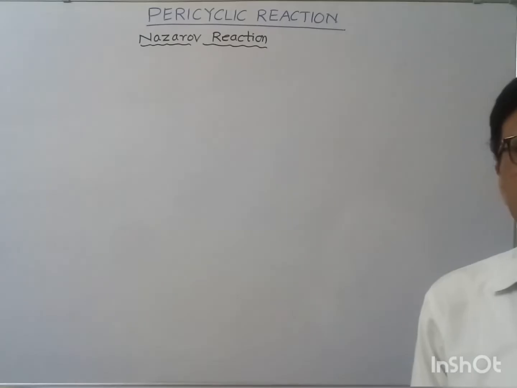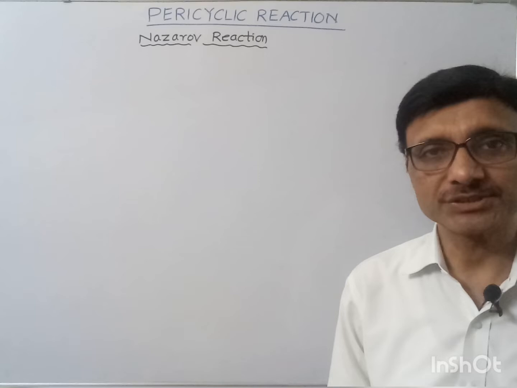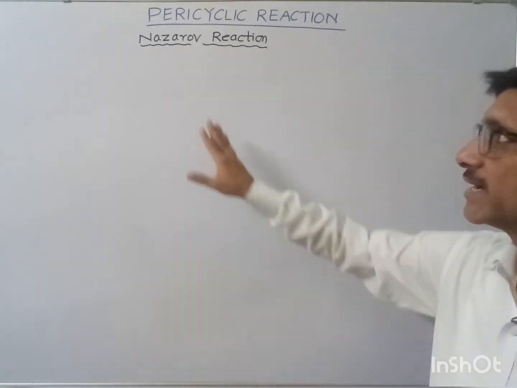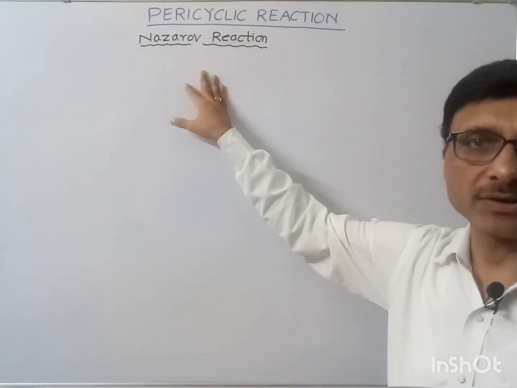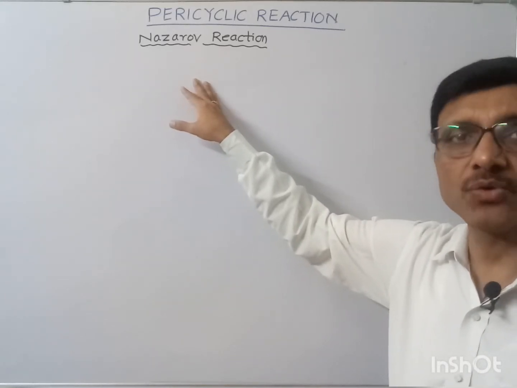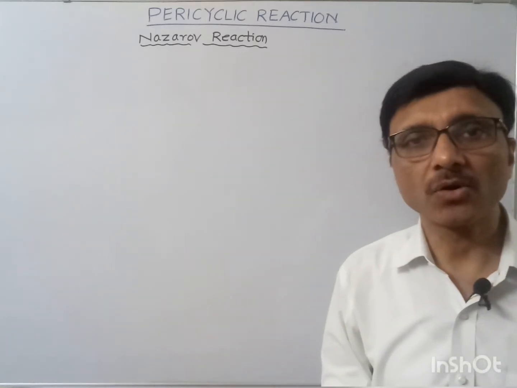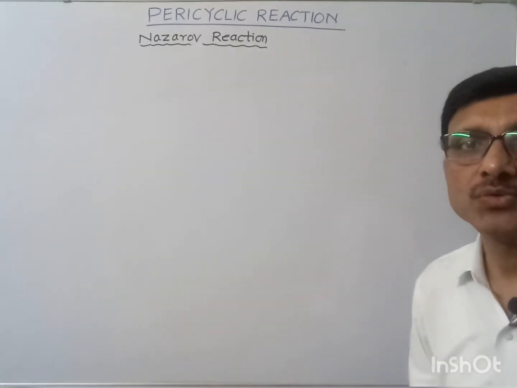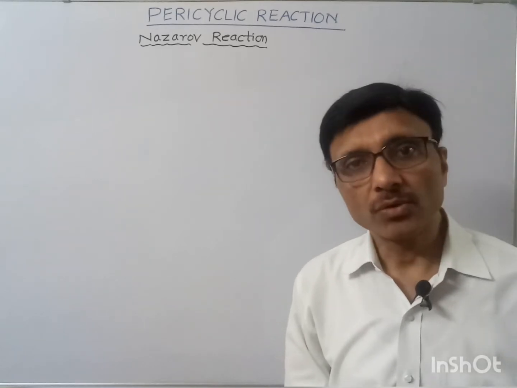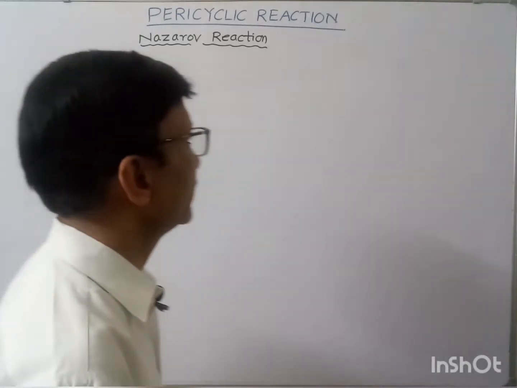In pericyclic reaction, today I will discuss the Nazarov reaction or Nazarov cyclization. This reaction is an example of electrocyclic ring closure in which if we take 1,4-pentadiene-3-one and its derivative, then in presence of heat or light, it converts into cyclopentenone or its derivative. So some of the main points for this reaction.